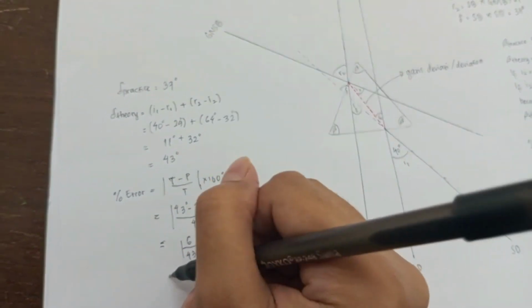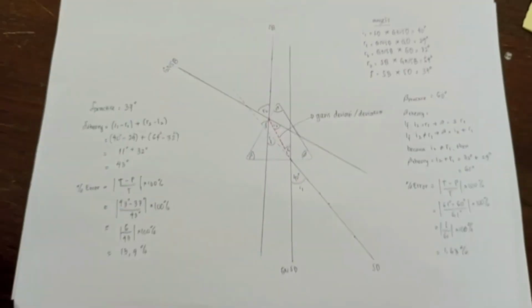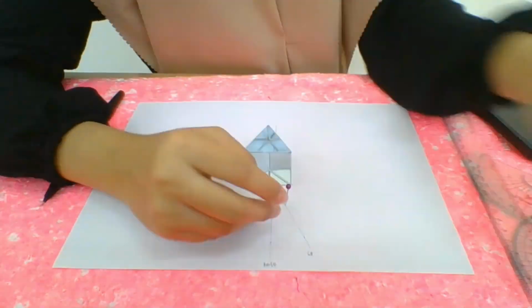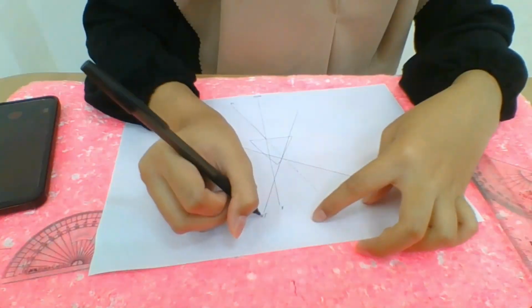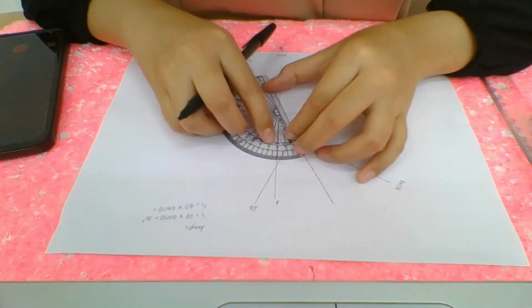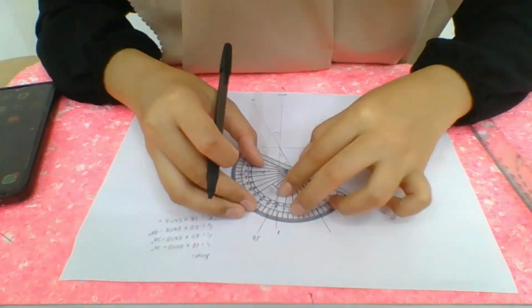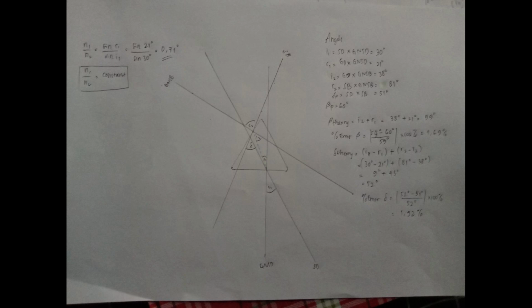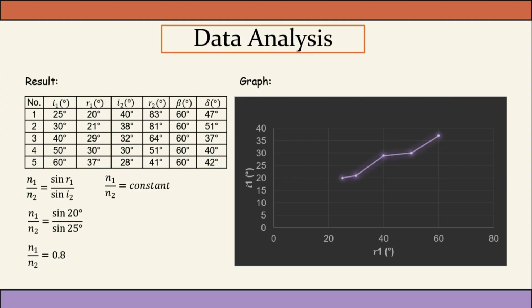And the percent error is 13.9%. After calculating the 40-degree angle, we repeat the experiment with other angles such as a 25-degree angle, 30-degree angle, 50-degree angle, and a 60-degree angle. After 5 experiments, we analyze the data as shown in the following table and graph.